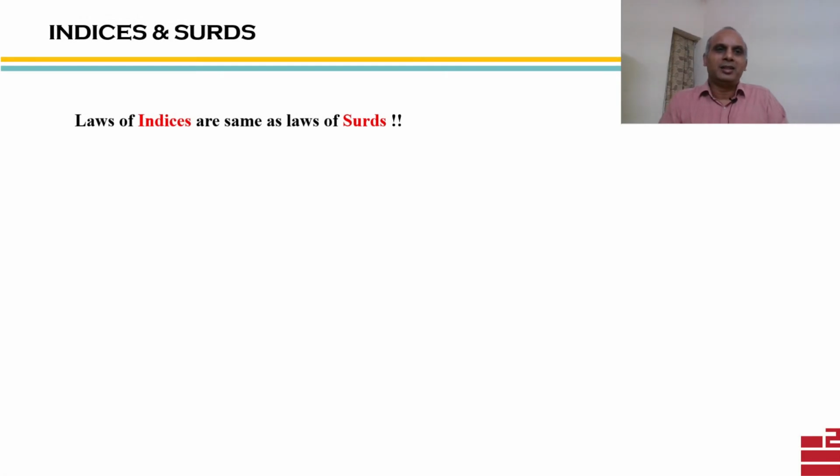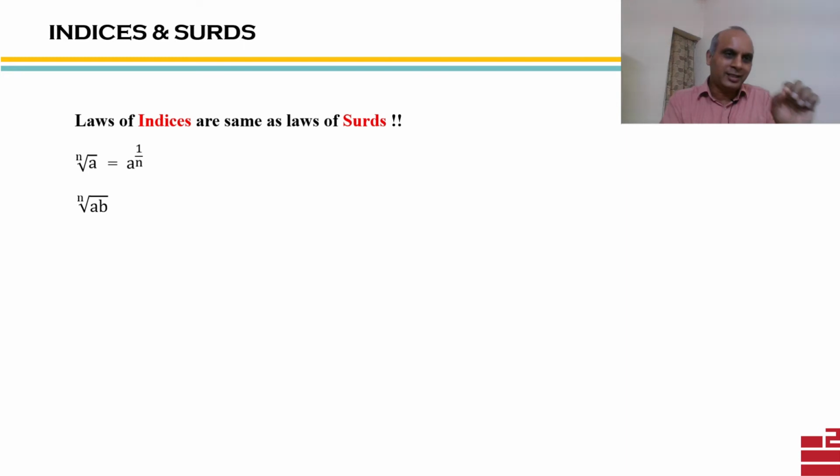You will be amazed to know that laws of indices are same as laws of surds. And let us prove some of the laws of surds using the laws of indices. But while you do this, please remember the fundamental rule of surd, that is nth root of a is equal to a to the power 1 by n. So now nth root of ab, how do we prove that it is equal to nth root of a into nth root of b?